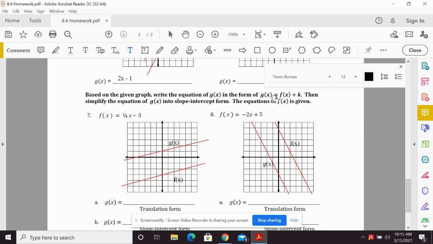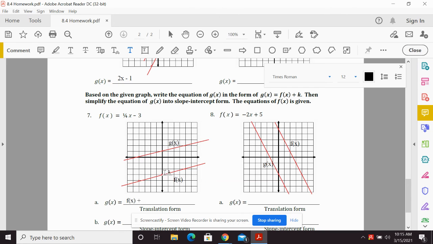Translation form is this form. So g of x equals f of x, and then, well, are we going up or down? From f of x, do we move our graph up or do we move it down? Here. So we went up. So it's going to be positive. We're adding something on. And then I would just look at your graph. What's the vertical shift? Well, this is at 0, -3. That's our y-intercept, -3.